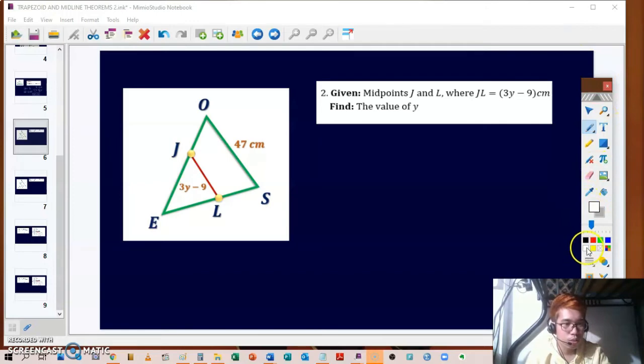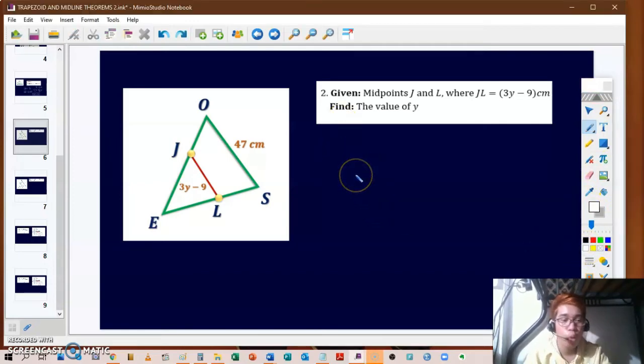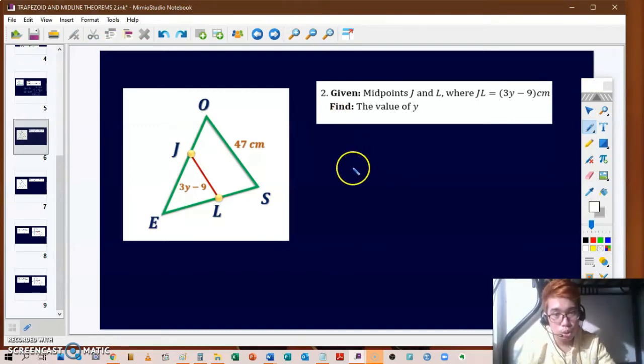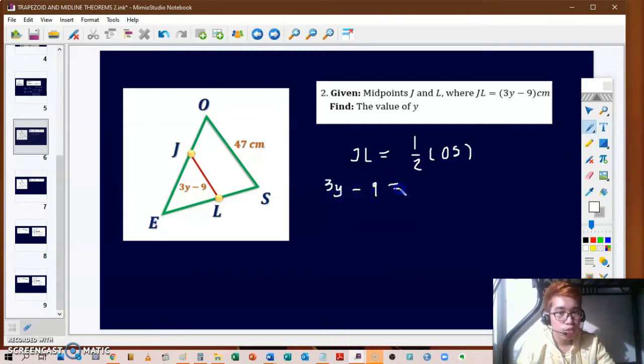Okay, so the first thing that we can do is write the formula for the midline or midsegment of a triangle. So JL is equal to 1/2 of OS. And JL is equal to 3y minus 9. Since we know the value of OS is equal to 47 centimeters, we can write that as 1/2 times 47. So that's going to give you 3y is equal to 47 over 2 plus 9.